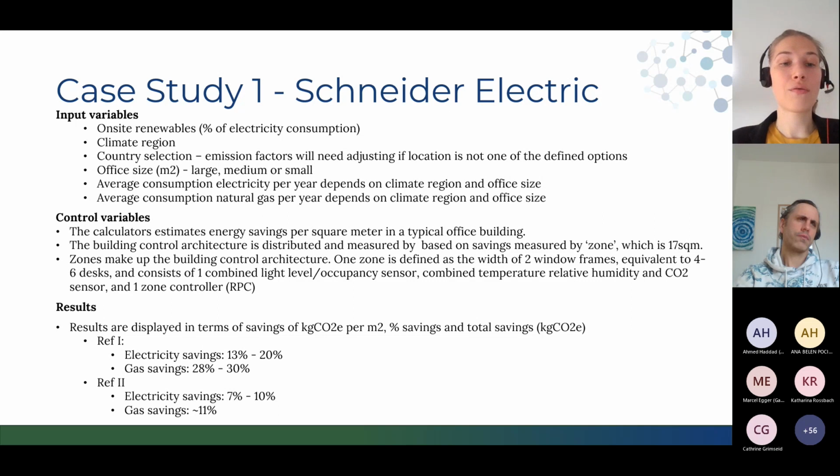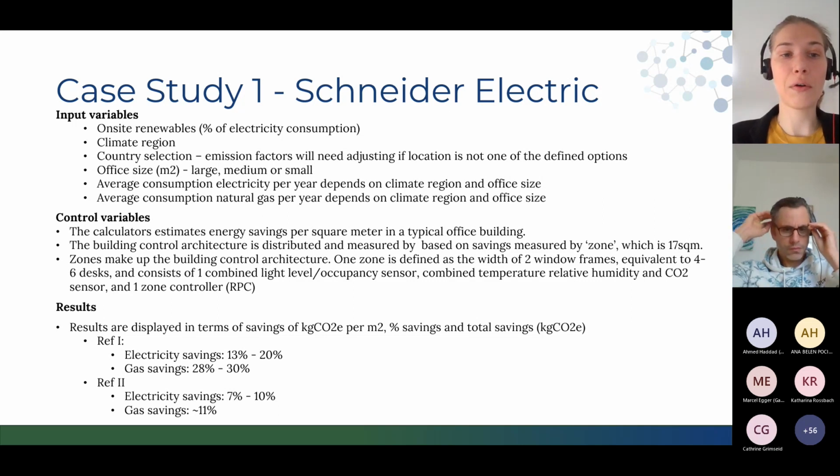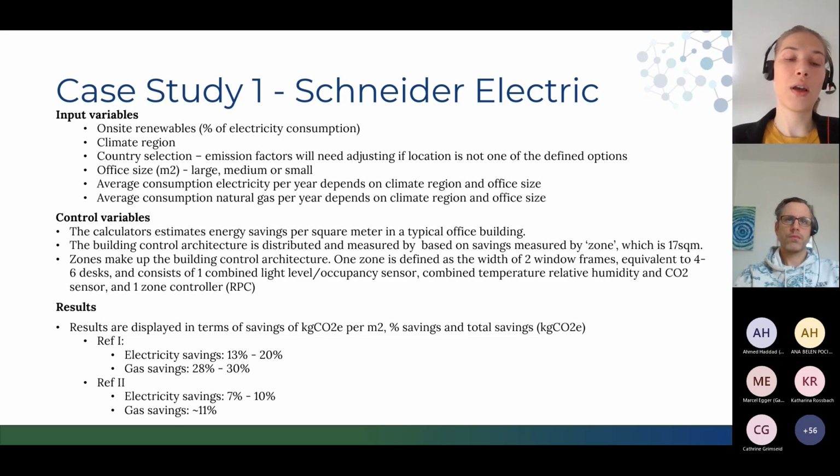In terms of the results, these will vary depending on the input variables that are selected, but the results are displayed both in terms of savings of kilograms of CO2e per square meter, as well as percentage savings, and also total savings if you input the overall office size that you're looking at. And then, of course, it provides savings both for comparing the solution against the standard BMS as well as the advanced BMS systems. And you can see here the results in terms of how much they vary.